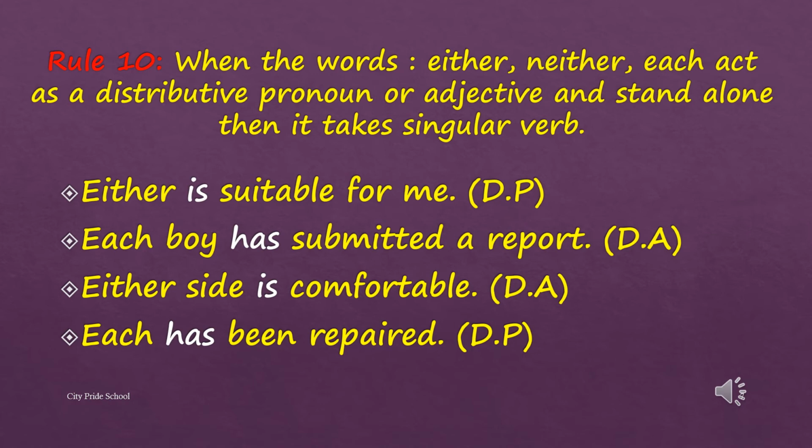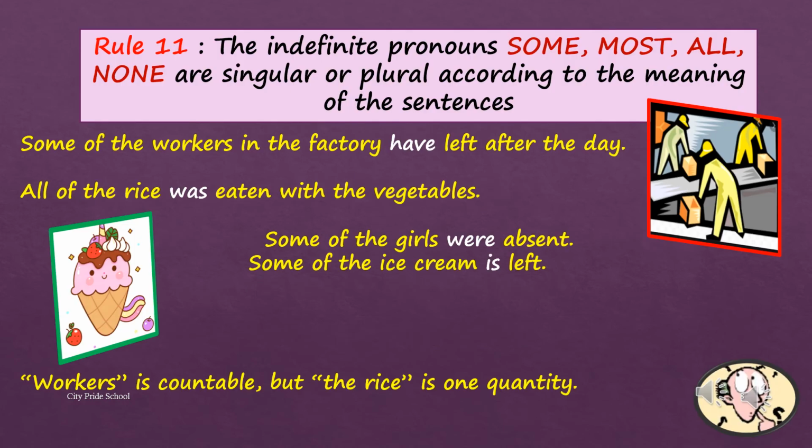Either side is comfortable. Again, it is a distributive adjective. "Is" comfortable. Each has been repaired. So it is a distributive pronoun because it is not followed by any noun. "Has" repaired. So when it is standing as a distributive pronoun or adjective, or it is standing alone in a sentence, it will be taking a singular verb.